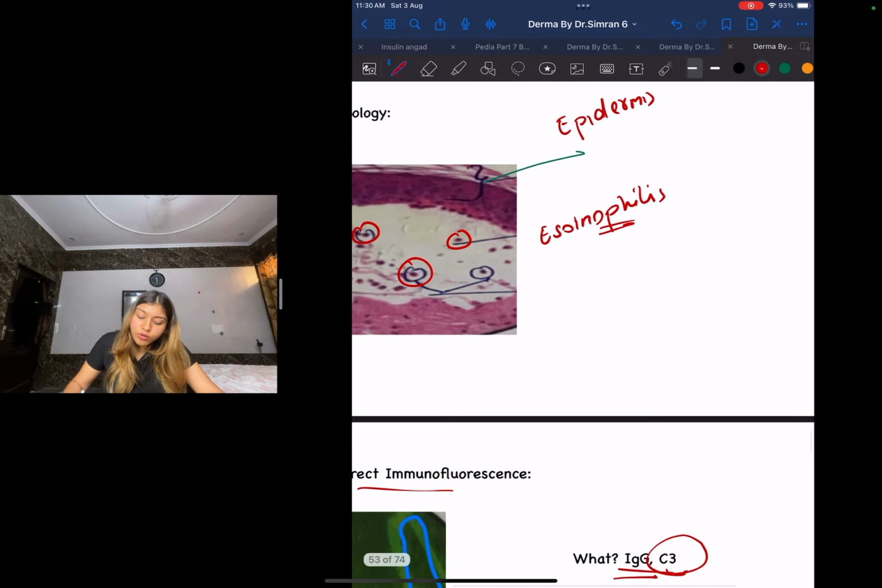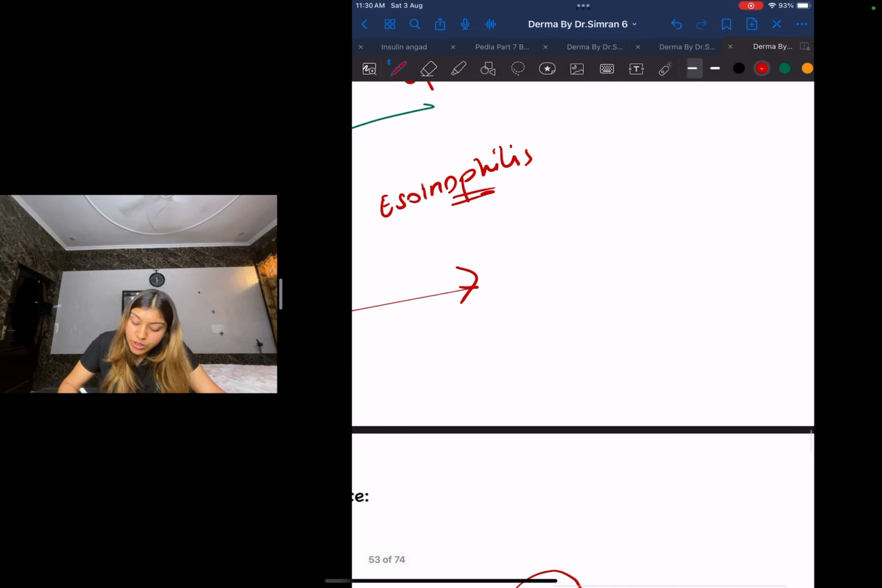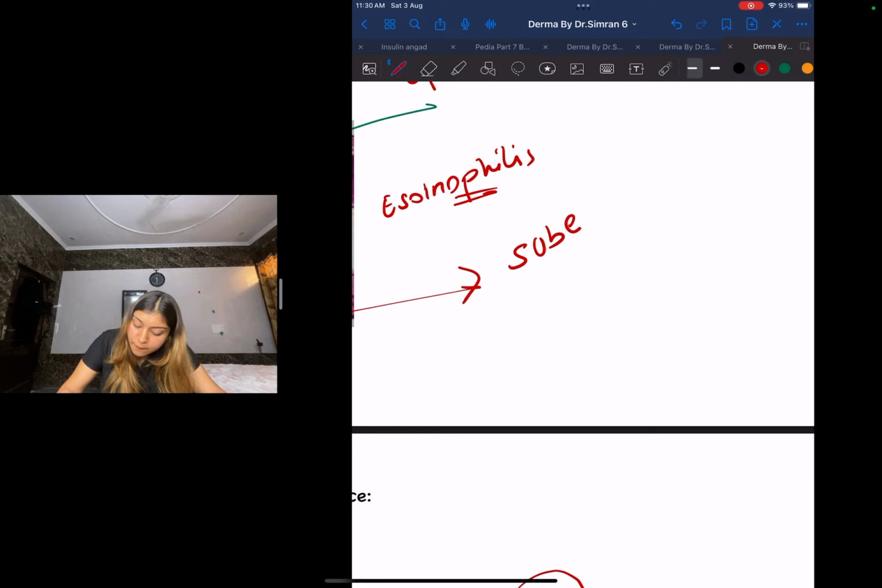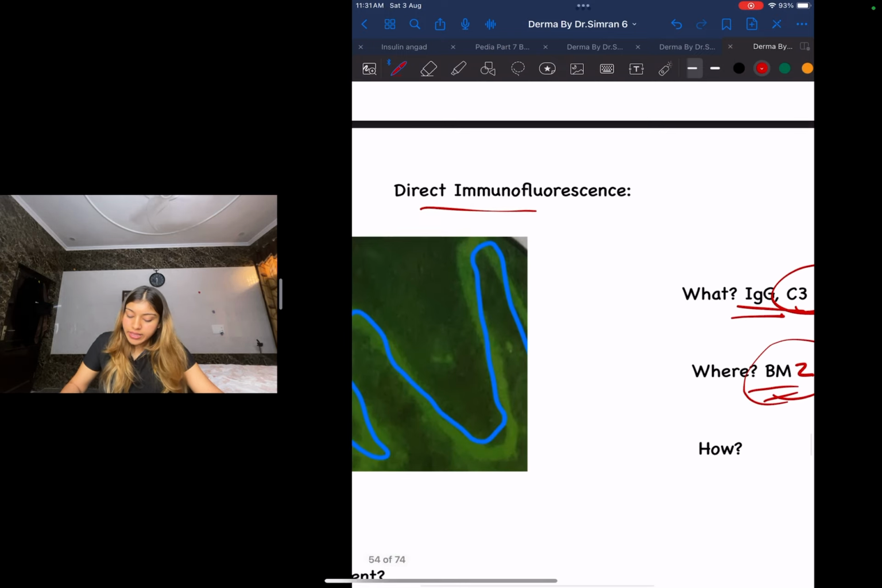Sorry guys, I forgot to mention one more thing over here. You see this space over here, this is your subepidermal bulla. What is it? This space is your subepidermal bulla. Understood? And this is a direct immunofluorescence.